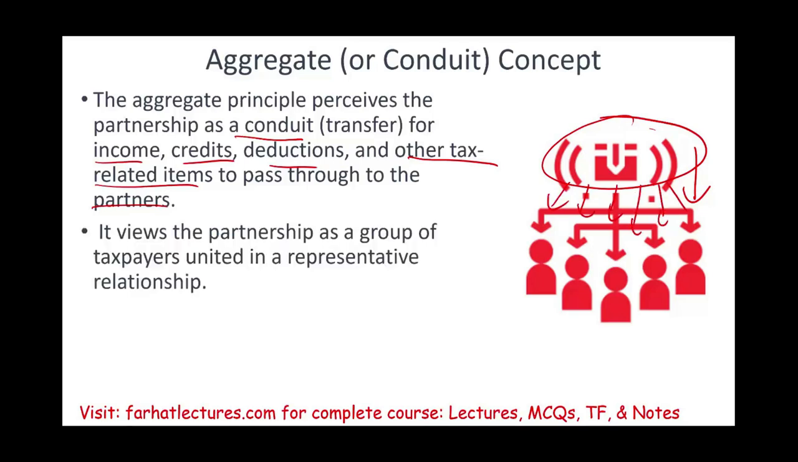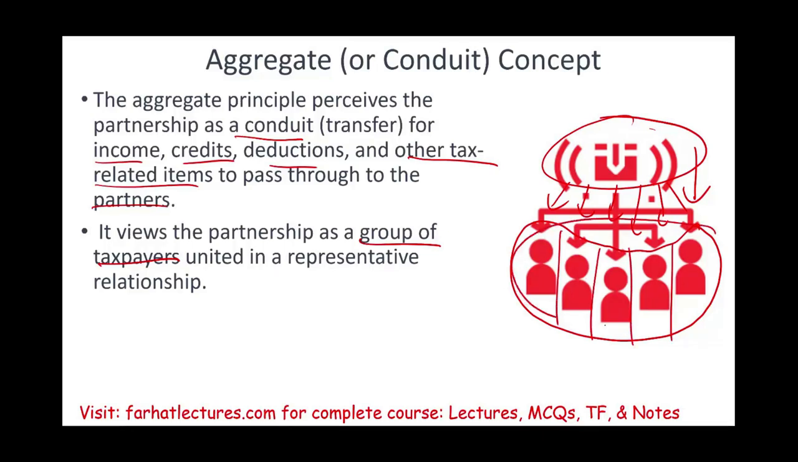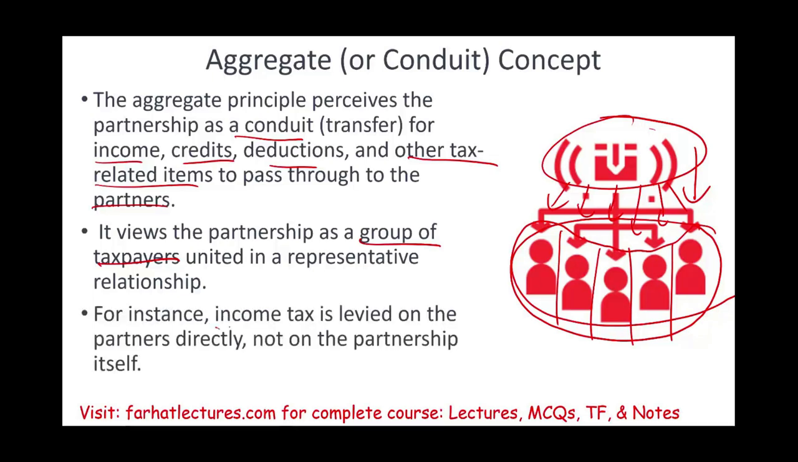So the partnership is no more than a group of taxpayers united in a representative relationship. So all these individuals are basically independent. Each one of them is independent for tax purposes. But in a partnership, they look as one entity. But really, each one of them is getting their own share of the partnership income, losses, credit and other items. So for example, income tax is levied on the partners directly, not on the partnership. So they pay the taxes. This is called the conduit. Conduit means a transfer to something else.